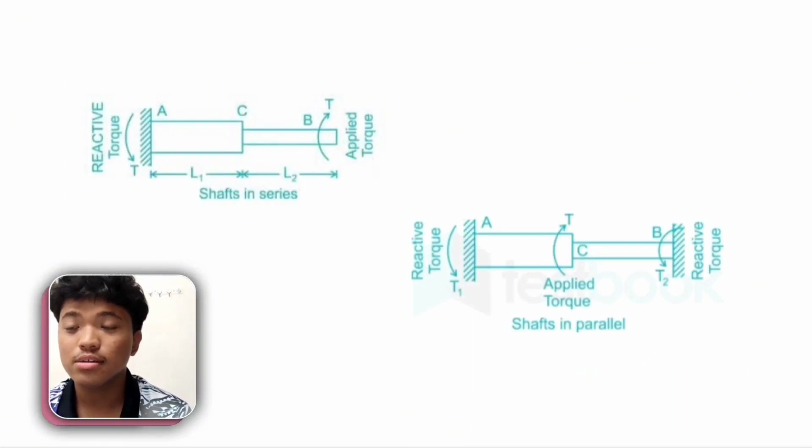So this is the example of shaft in series and shaft in parallel. We can see the top one is a series and the bottom one is parallel.